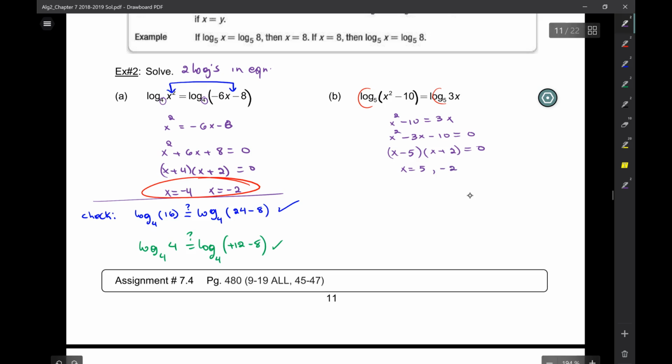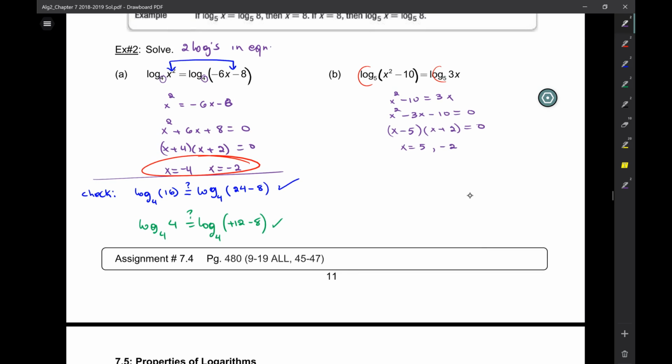All right, so let's check. Does x equals 5 work? Log base 5. When I put 5 in here, what do I get? 25 minus 10, that's 15. Does that equal log base 5 of 15? Yep. What about the next one? Log base 5. Now negative 2. So here I get 4 minus 10. What do I have? Negative 6.